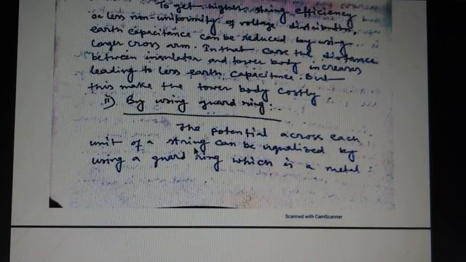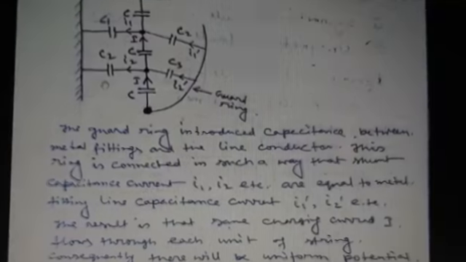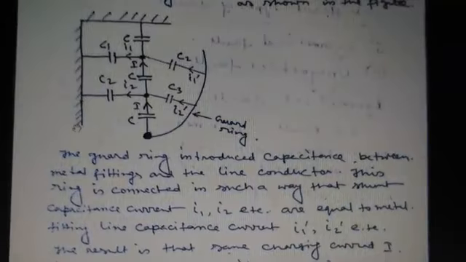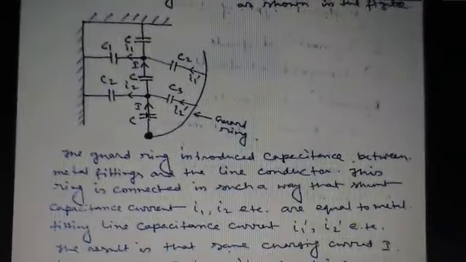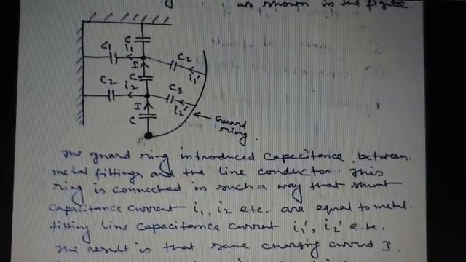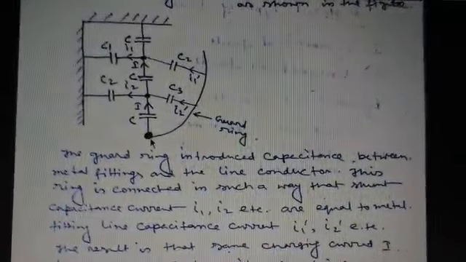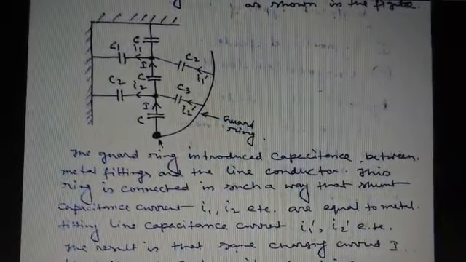Now, by using a guard ring, the potential across each unit of the string can be equalized. A guard ring is a metal ring electrically connected to the conductor and surrounding the bottom insulators, and the figure of the guard ring is like that. So these are the cross arm and the tower, and these are the mutual capacitances C, and the C1, C2 are the ground capacitances, and the current passing through this is denoted by I, and that is the ring, which is connected directly with the metal conductor.